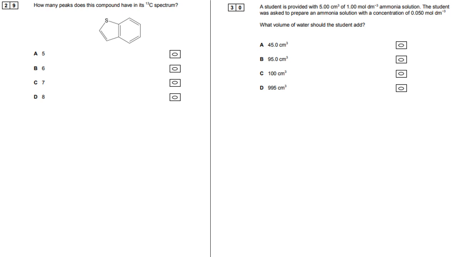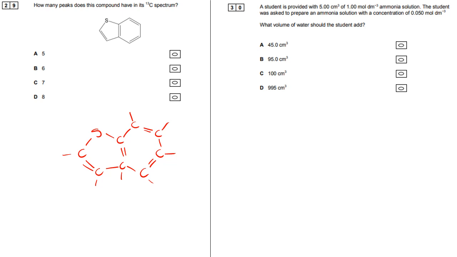On to question 29. How many peaks does this compound have in its carbon-13 spectrum? It may help to draw it out using structural formula, showing the actual carbons instead of skeletal formula. So I'll just quickly draw this in now. You've got your double bond there, you've got a single bond to the S there, then you've got carbon, another double bond, single bond, another double bond, and that's a single bond to the last one. Hydrogens don't really matter, but I'll just add sticks to represent where the hydrogens would be. Because it's carbon NMR, we're just focused on the number of carbon environments.